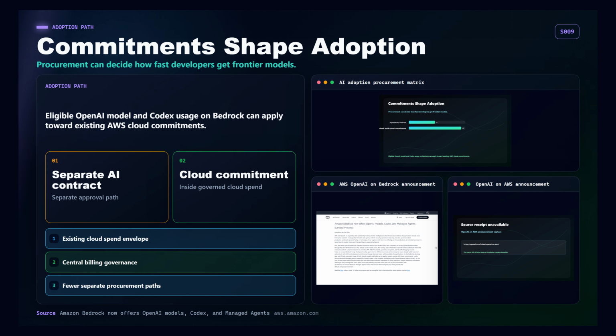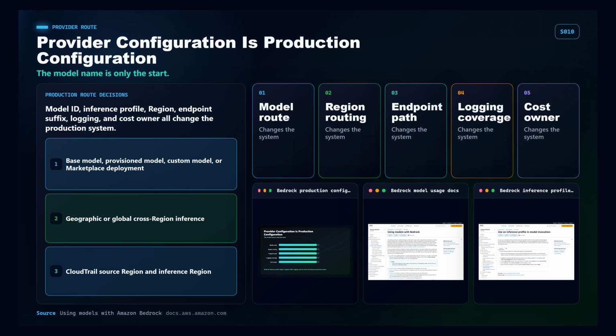AWS billing commitments matter because many AI projects are approved or blocked before the code is the hard part. Organizations already manage reserved instances and savings plans, discount sharing across accounts, and the AWS Pricing Calculator models some purchase commitments. Separately, AWS and OpenAI announced that eligible usage of OpenAI models and Codex on Amazon Bedrock can apply toward existing AWS cloud commitments. For developers, that can move frontier model access from a separate procurement path into the cloud platform teams already govern.